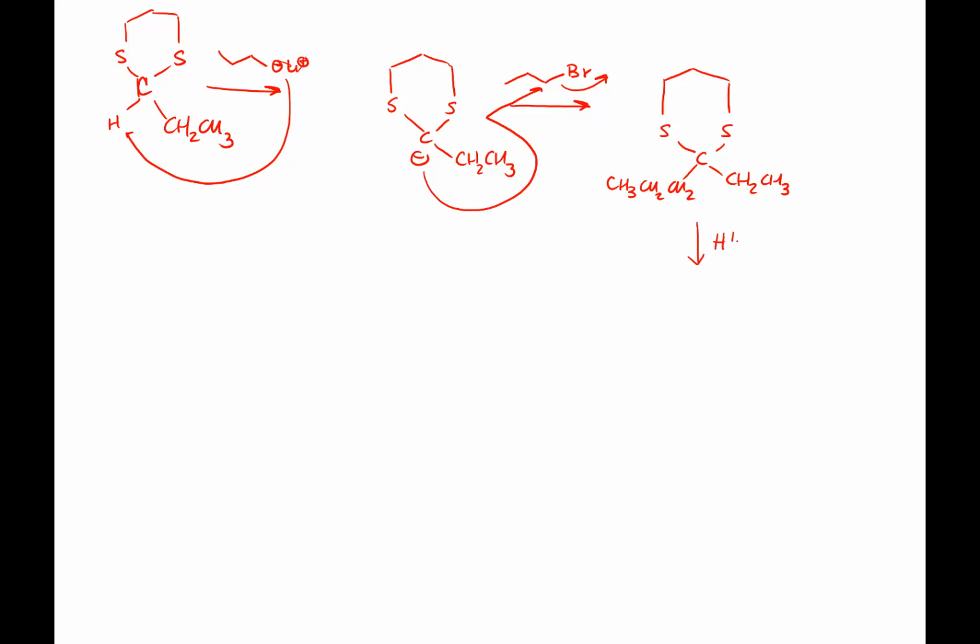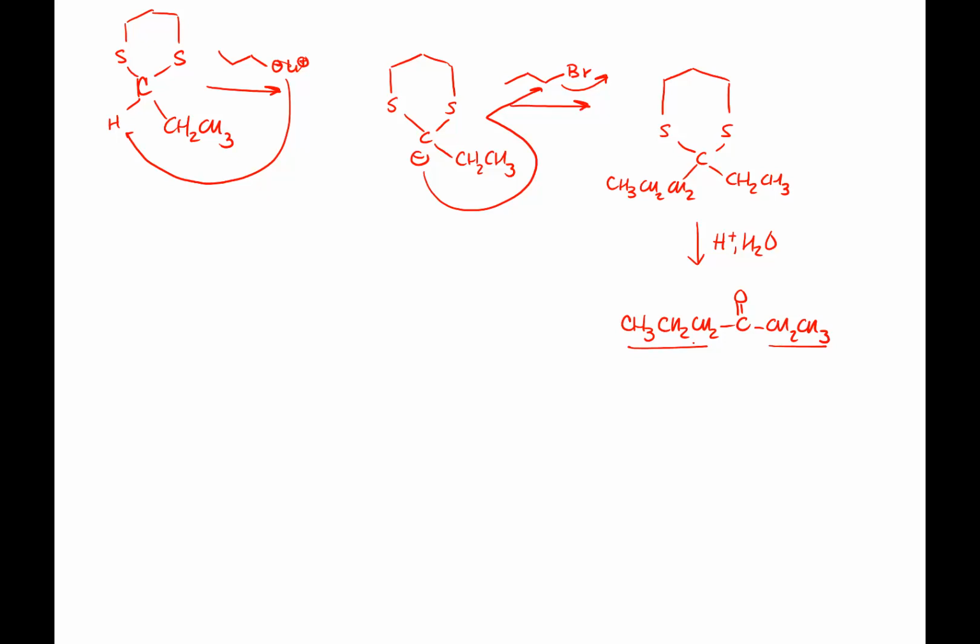I add H plus H2O to this, and what happens? I now have synthesized a ketone where I chose the group to the right of the carbonyl and I chose the group to the left of the carbonyl. So it's a really good method using these thioacetals and ketals. It's a really good method to make ketones and customize the groups that I want on either side.